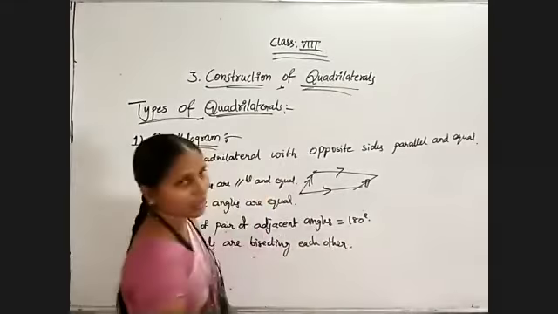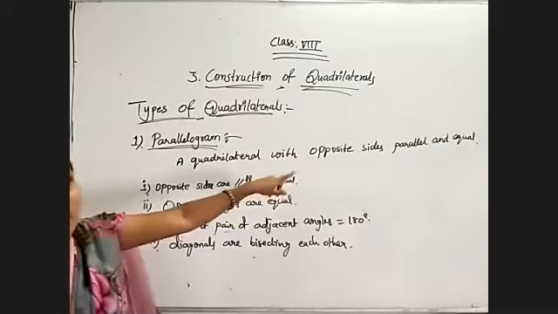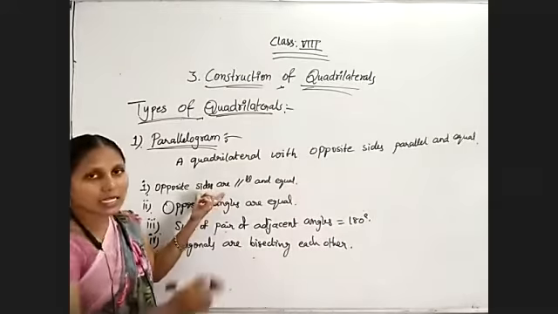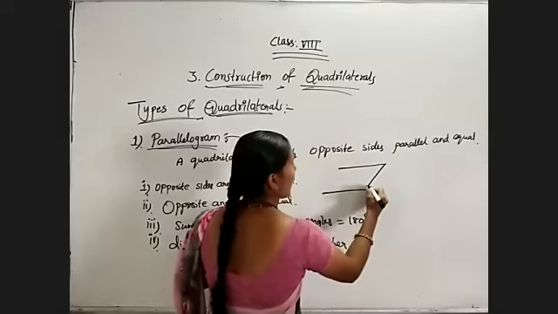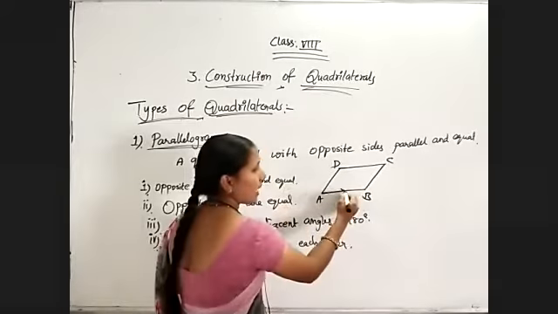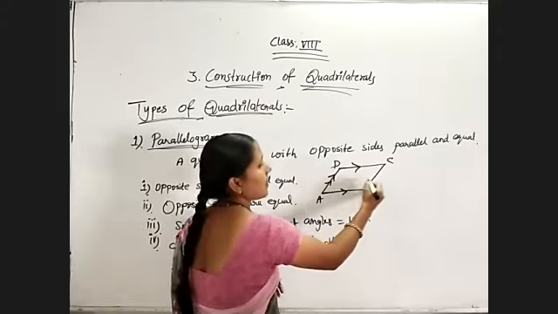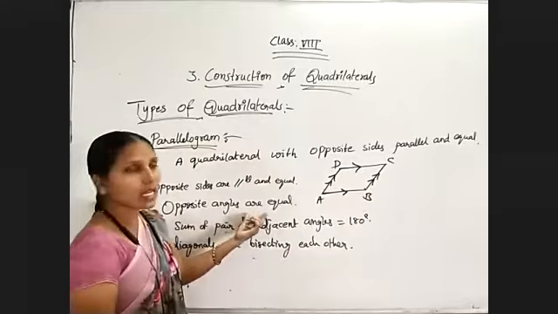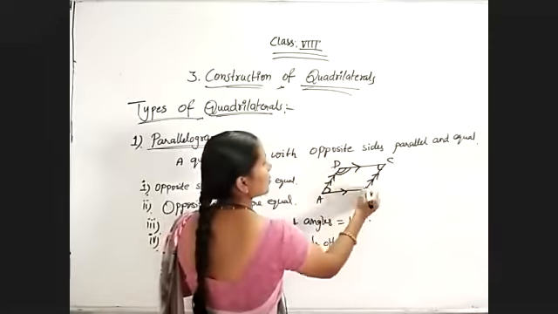So here one property I will elaborate for you. A quadrilateral with opposite sides parallel and equal is said to be a parallelogram. So in this quadrilateral, these 2 opposite sides are parallel lines. ABCD is a parallelogram. Why? Because AB is parallel to CD and both are equal, AB equals CD. AD is parallel to BC and AD equals BC. And second, opposite angles are also equal. Angle A is equal to angle C and angle D is equal to angle B.